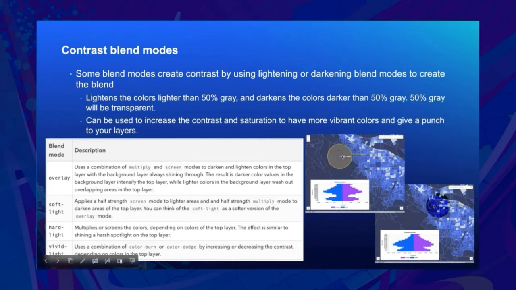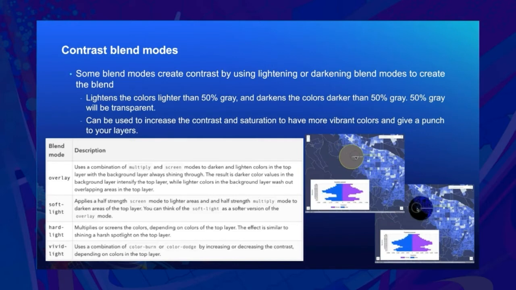So the overlay blend mode makes its calculations based on the brightness of the background layer, while all the other contrast blend modes make their calculations based on the brightness of the top layer. And contrast blend modes can be used to increase the contrast and saturation to have more vibrant colors in your layers. So first, overlay blend mode.